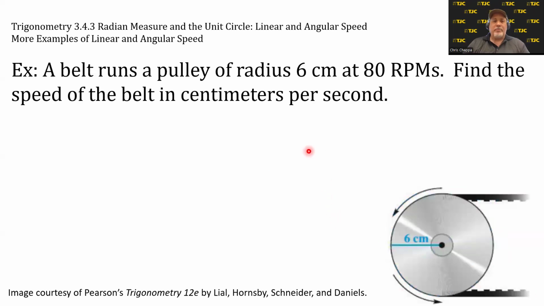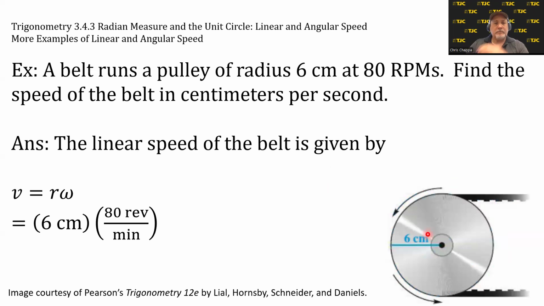All right, one more example. A belt runs a pulley of radius 6 centimeters at 80 RPMs. Find the speed of the belt in centimeters per second. Well, first, let's start with the linear speed of the belt. Well, that's what we're being asked, the speed of the belt. The linear speed of the belt is given by linear speed equals r times angular speed. Our radius is 6 centimeters, and our angular speed is 80 revolutions per minute, RPM.